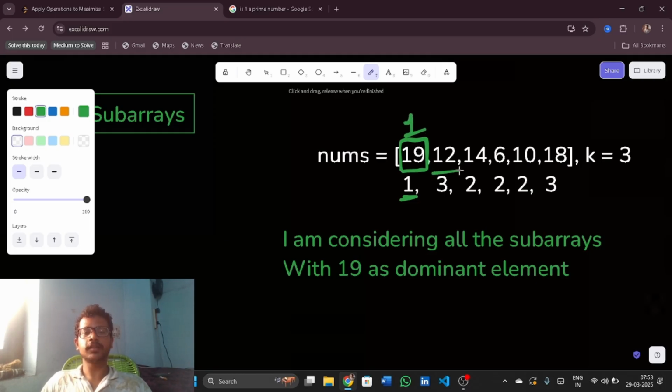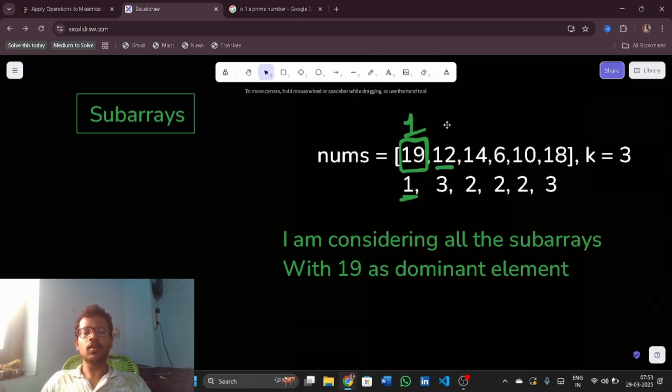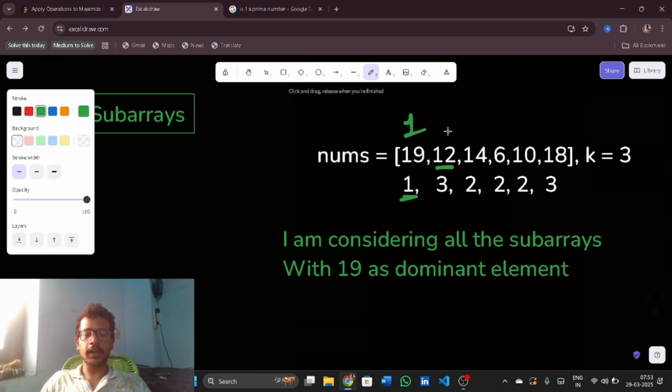Now let me take this 3, so the next element is 12, but I am considering 3. That means I am talking about all those subarrays where this element would be the greatest or the dominant element, not according to the value, according to this 3. So let me erase this for some time. Don't consider these values for some time. Just consider the prime factor count. Now this is one subarray that I can get with the dominant element as this index.